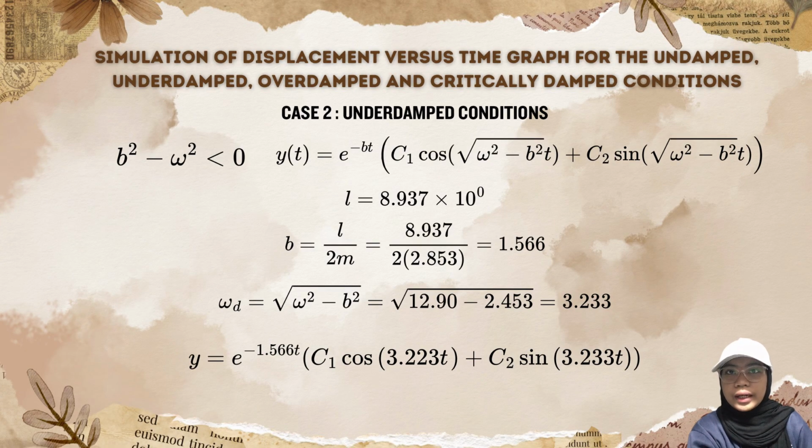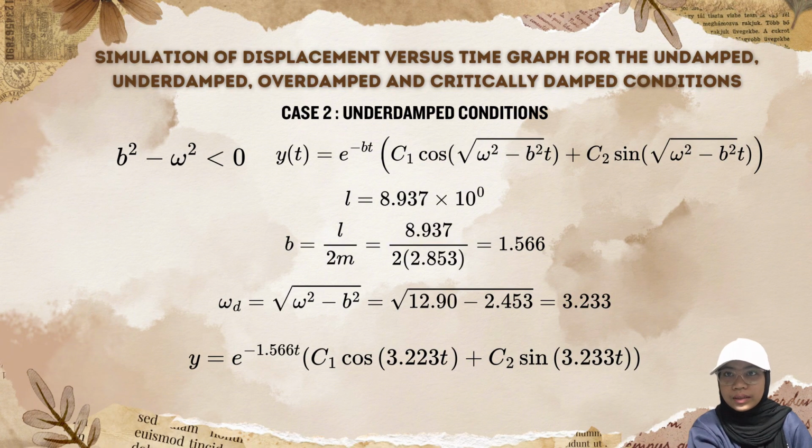Next, for case 2, underdamped conditions, the general solution for underdamped is y equal to e to the power of negative bt multiplied by c1 cos of the square root of omega squared minus b squared t plus c2 sin of the square root of omega squared minus b squared t. We will get L equal to 8.937 times 10 to the 0, b equal to 1.66, and omega equal to 3 g.